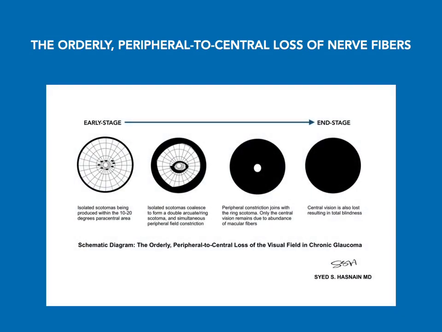The orderly peripheral central loss of the visual field can be seen in the schematic diagram. In the early stages of glaucoma, we see isolated scotomas being produced within the 10 to 20 degrees pericentral area, followed by these isolated scotomas coalescing to form a double ring arcuate scotoma, along with simultaneous peripheral field constriction. The peripheral field constriction then joins with the ring scotoma, and only the central vision remains due to the abundance of macular fibers. At the end stage of glaucoma, the central vision is also lost, resulting in total blindness.